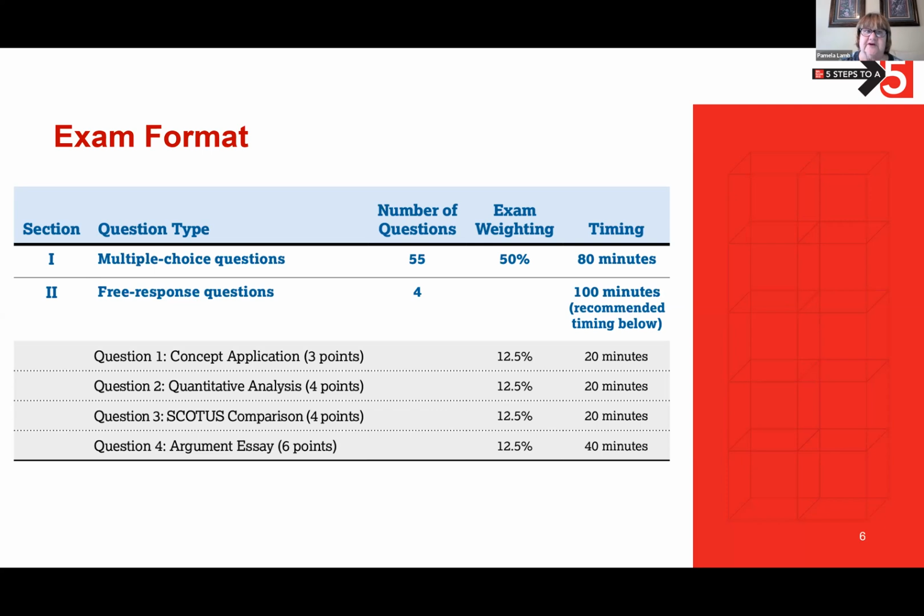But question 4 is quite a bit more detailed. It's also 12.5%. It counts the same as the others, but you can see that it's worth more points and will probably take longer to complete. So College Board suggests about 40 minutes. Together, the multiple choice questions and free response questions are added to get a total score.